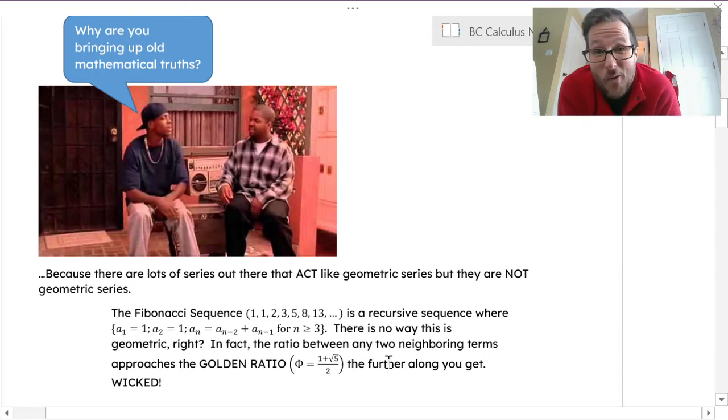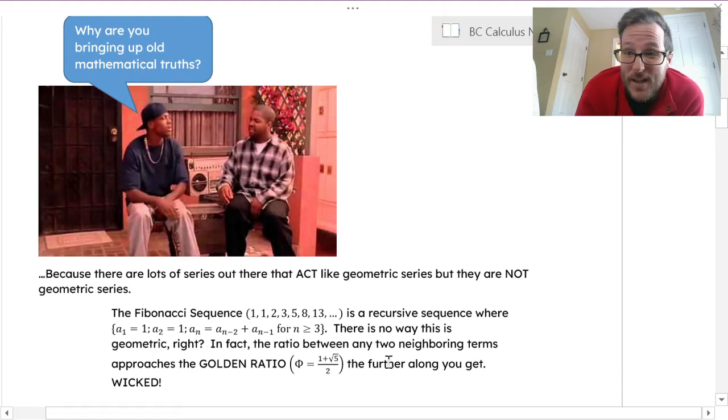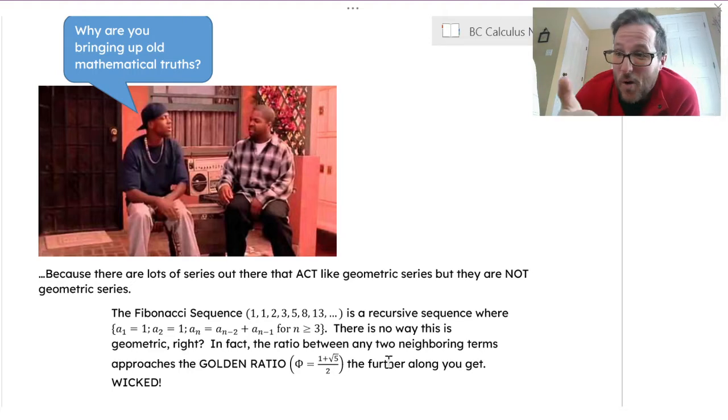Well, did you know that in the Fibonacci sequence, if you take the ratio between one term and the term right before it, as you get further along into the Fibonacci sequence, that ratio approaches the golden ratio, phi? That's right, the golden ratio. Well, you mean you don't know the golden ratio either? Come on, man. The golden ratio. Oh, my God. That's pretty awesome. Maybe you didn't know that.